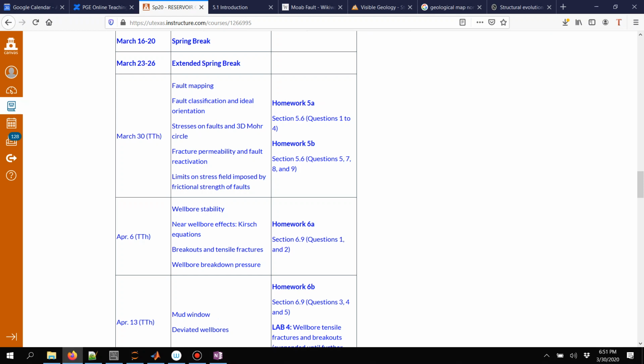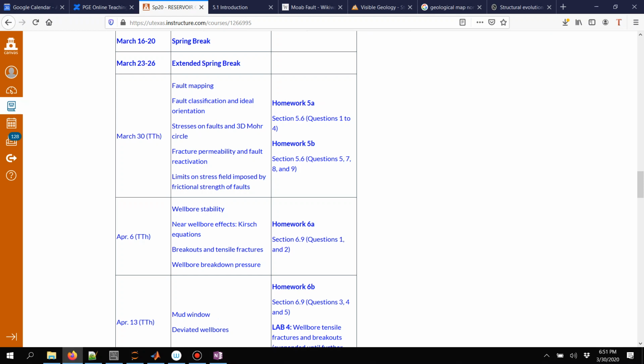From today, we'll start applying the concepts that we have learned to real problems. And the first one is about faults. We're going to see the faults are quite important in petroleum and geosystems engineering. Sometimes they trap oil and gas. They are very important for the migration of fluids in the subsurface.